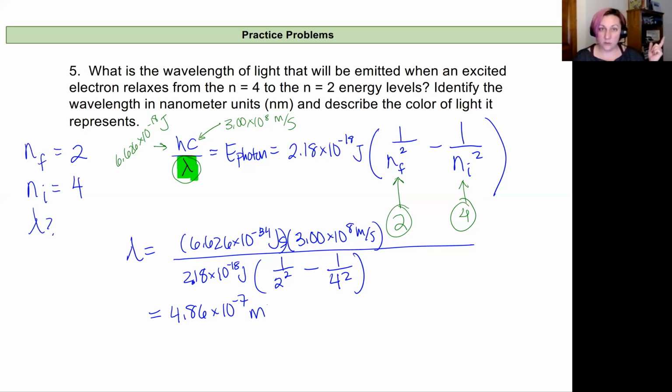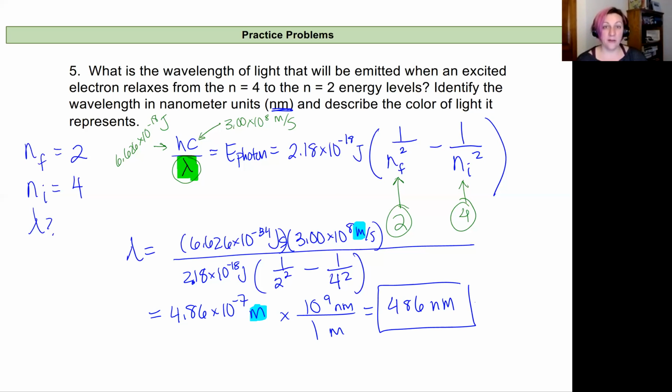Now I need to convert this. That meters comes from the use of meters in the speed of light, so I need to convert this into nanometers, so that I can think about this in terms of the visible light spectrum or beyond it. That's times 10 to the 9th nanometers for every 1 meter, which gives me a value of 486 nanometers.